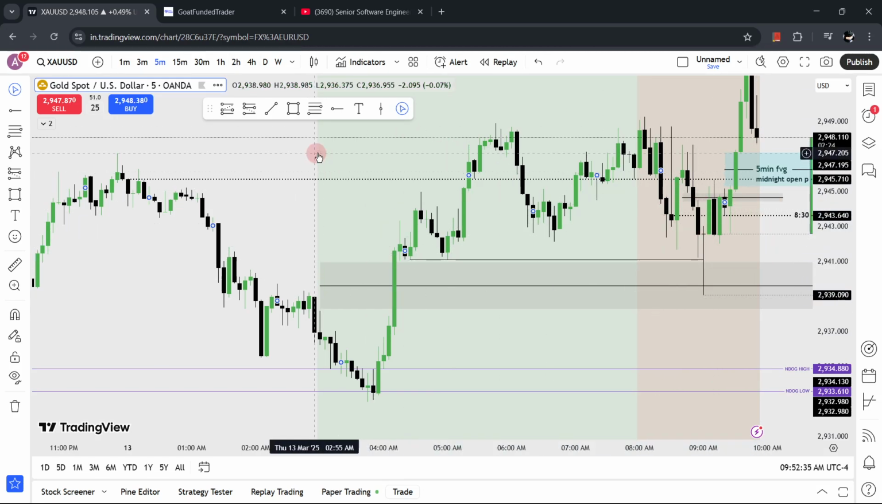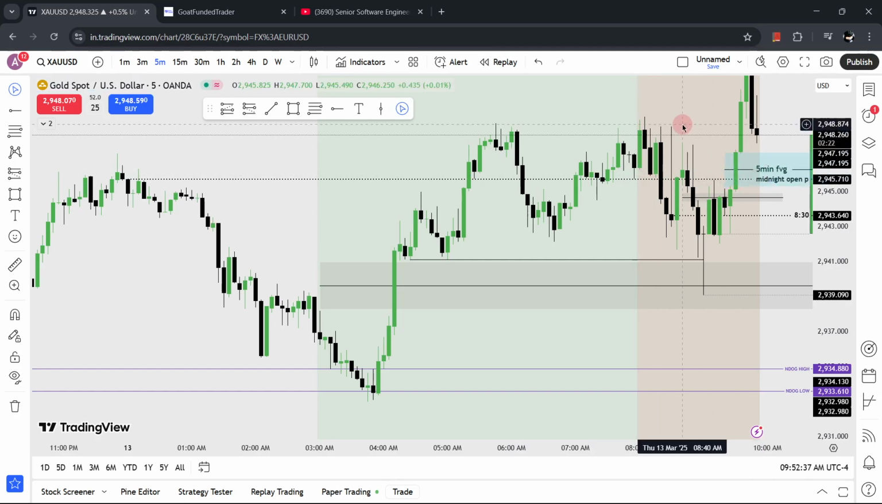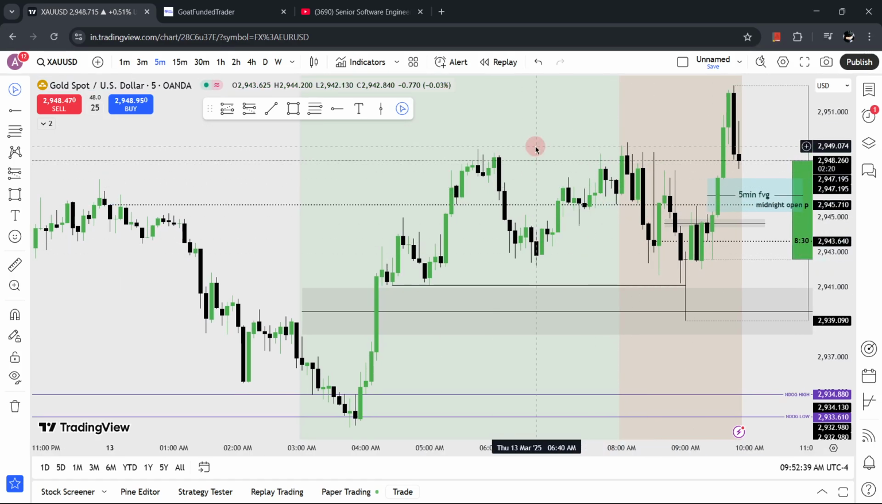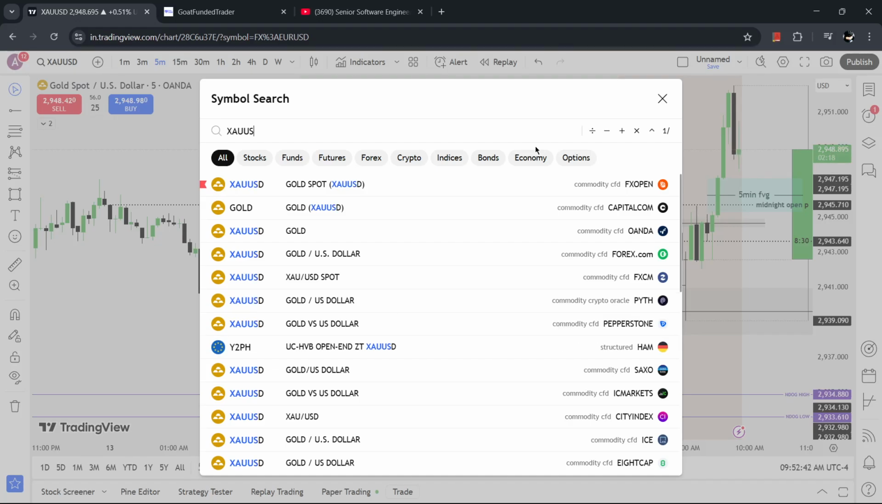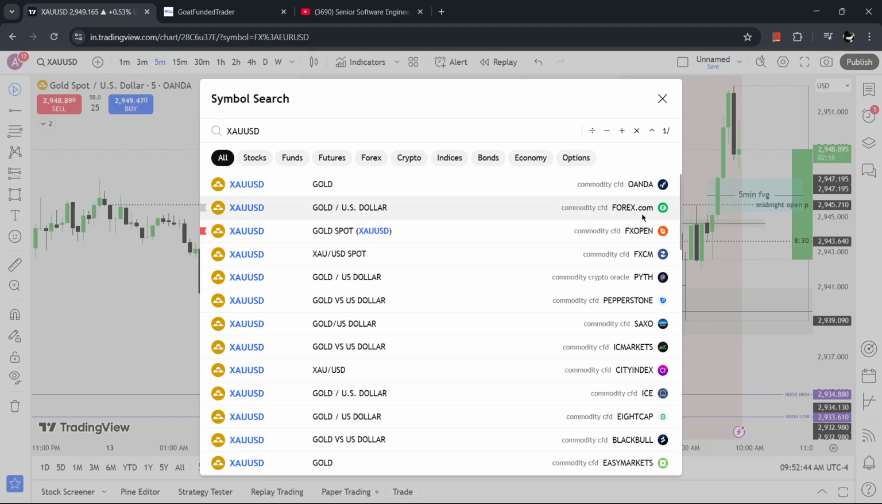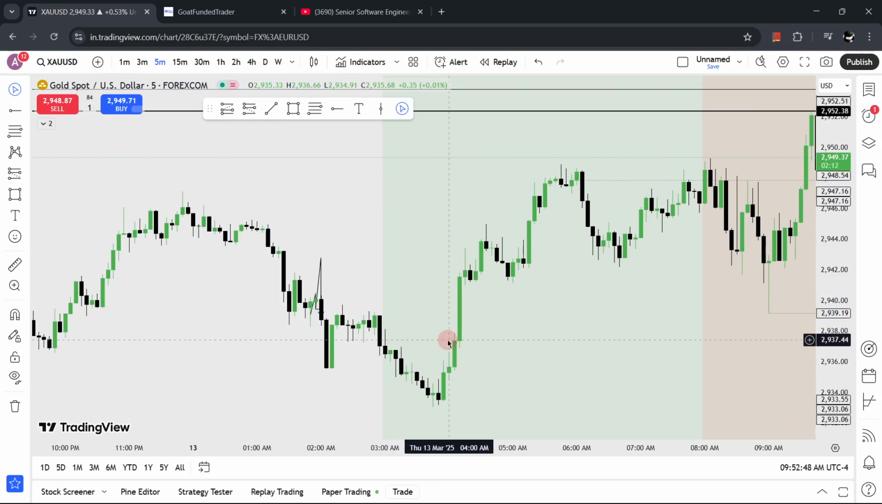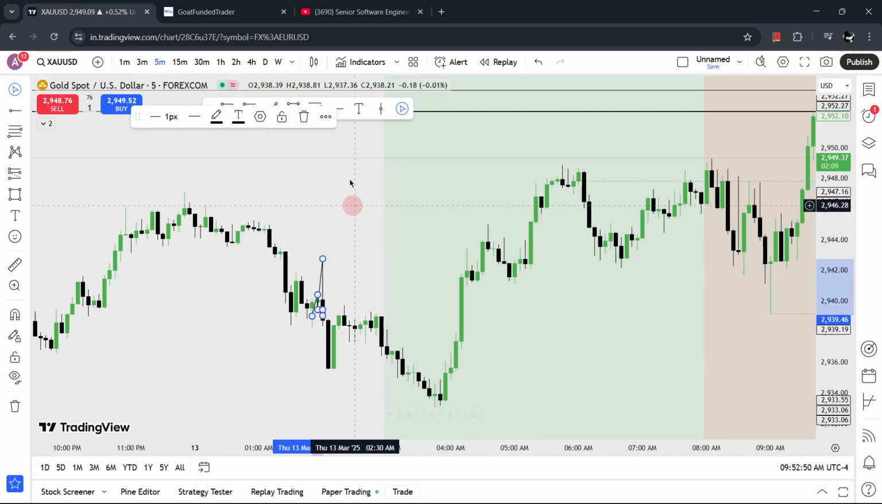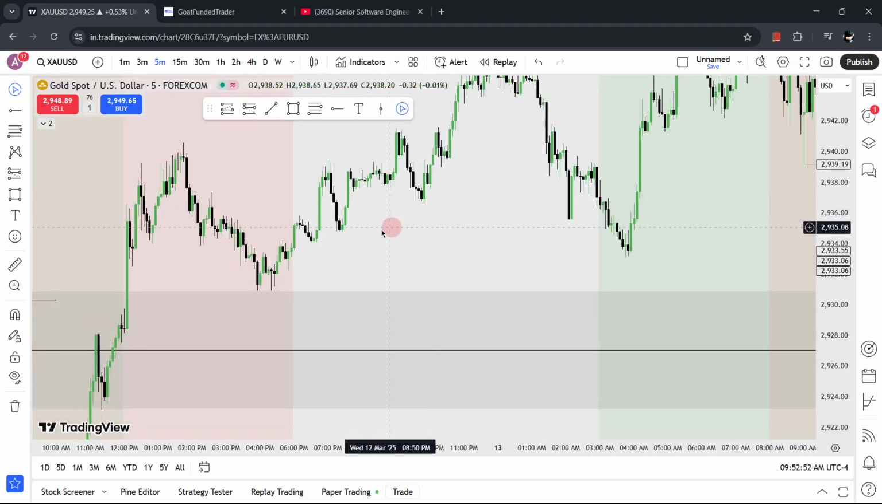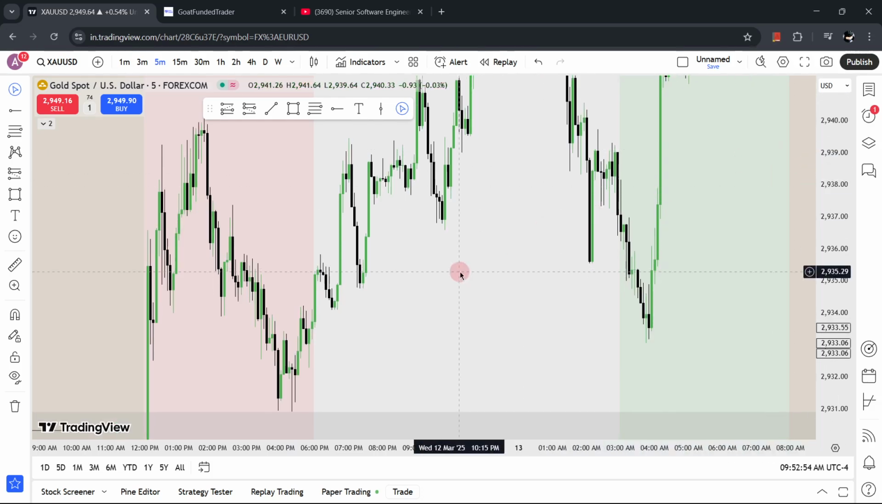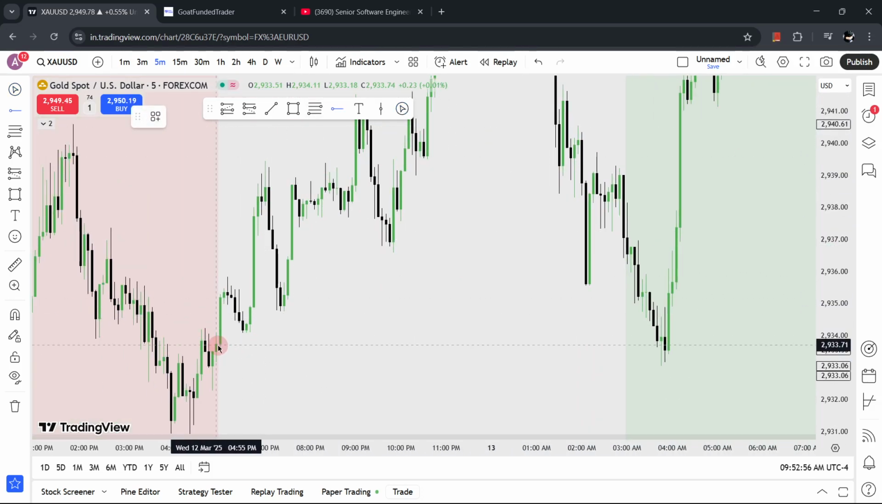Before going to the details, I will go to the previous chart, because it's complicated to explain on that chart. So I will just draw everything here. Market closed here.